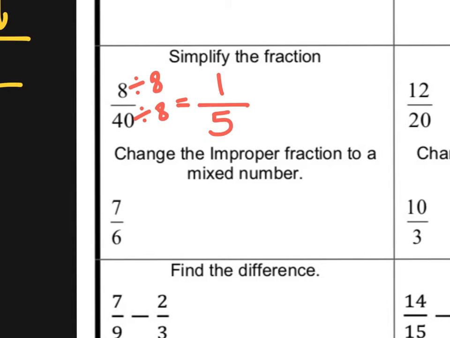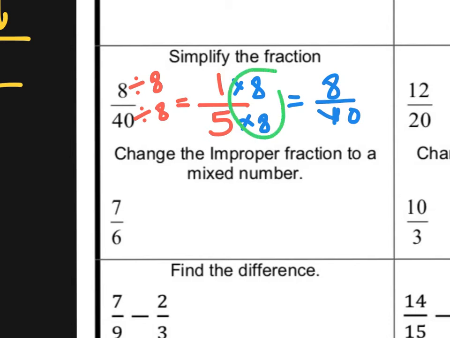And I can prove that because we can go backwards, because we can do times 8 and times 8, and we can go backwards to 8/40. So in another way, when you simplify something, it's the opposite of doing this. You're just going backwards. So you want to find a number that they are both divisible by, and you want to choose the highest number.